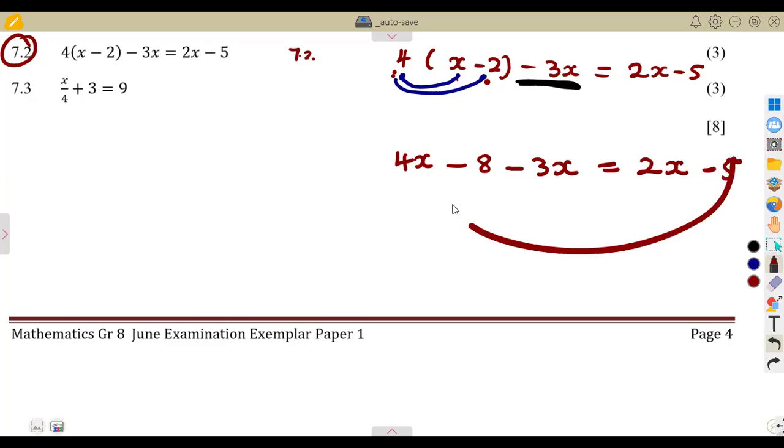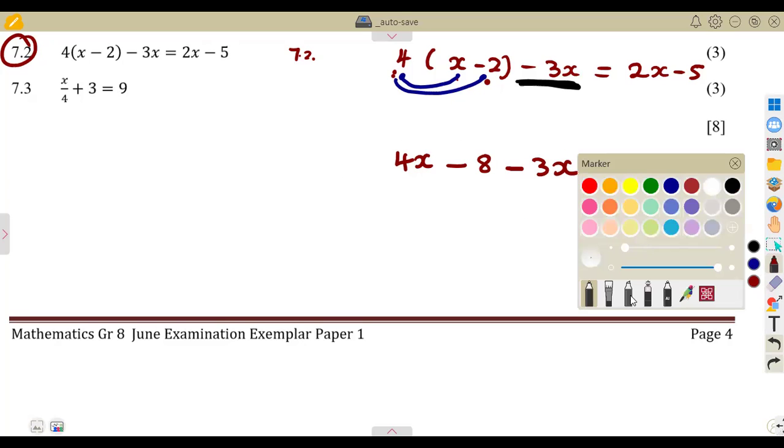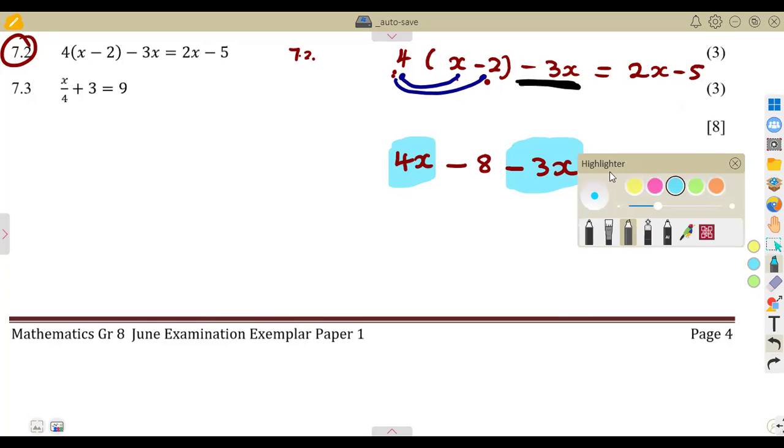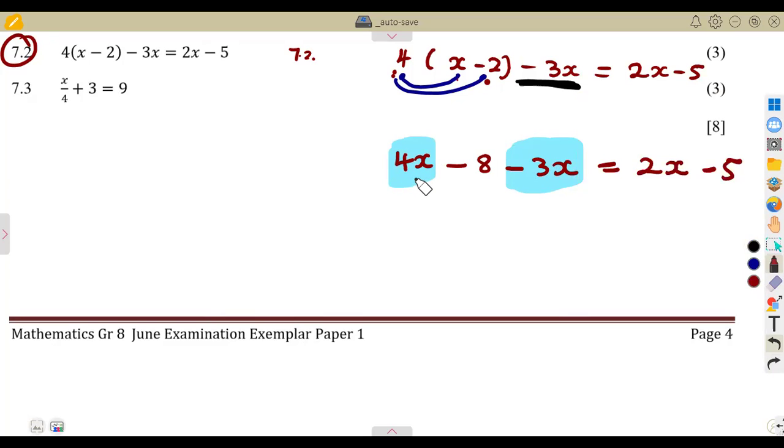Before you take this across, combine your left-hand side where there are like terms. Take those like terms together. There is 4x and minus 3x. Take these together. What are you going to have? 4 minus 3. I talked about this. You are going to get a 1. So it's 1x. 1x is the same as x. Okay. Minus 8 is equal to 2x minus 5.